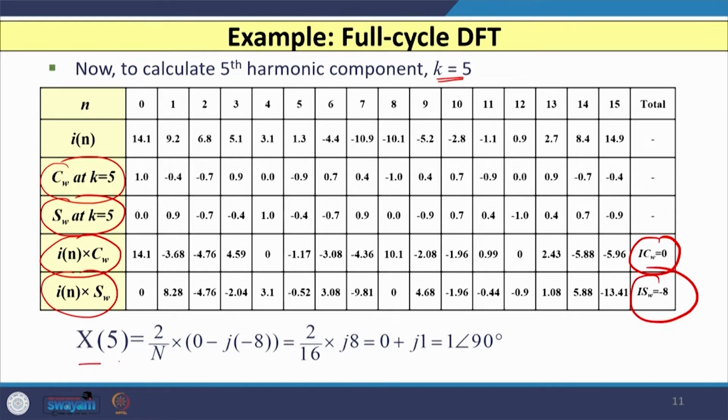So, if you put here X of 5, that is the phasor value of the fifth harmonic component, that is 2 by N. So, 2 by 16 into 0, that is your ICW, and minus 8, that is your ISW. So, you will have the value 1 angle 90 degrees.